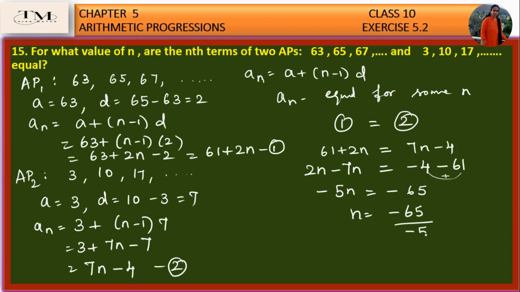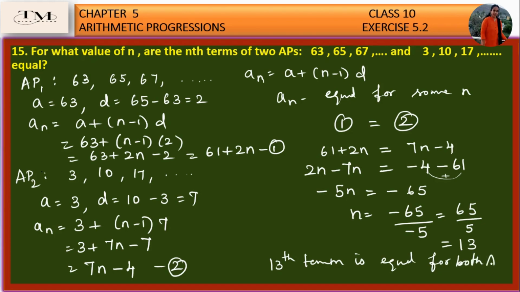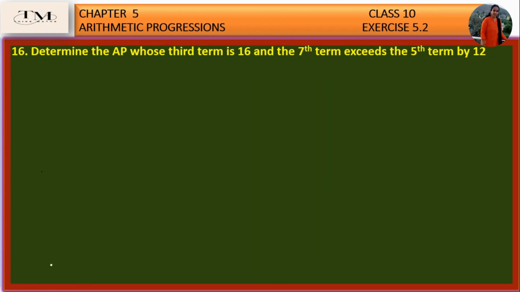The minus 5 is in product, so it will become division on the other side. Both the negatives get cancelled. So it will be 65 by 5, which means 1, balance is 1. So 13 fives are 65. So n is equal to 13. So this means the 13th term is equal for both APs. Okay. So for both APs, the 13th term will be the same. Okay, understood? Next, 16th problem.